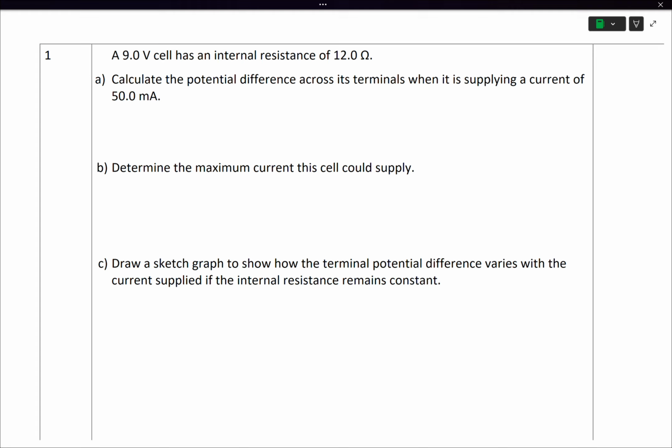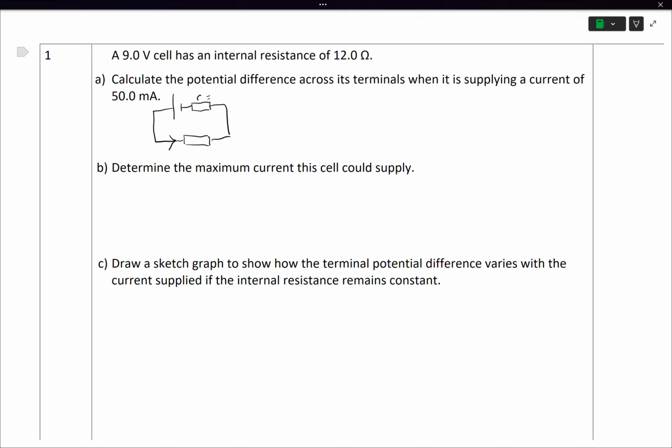Question 1. A 9-volt cell has an internal resistance of 12 ohms. Calculate the potential difference across its terminals when it's supplying a current of 50 milliamps. So, as always, it's usually a good idea to draw a little diagram to help ourselves. Presumably there is some more resistance in this circuit, so my diagram should probably include a second unknown resistor.